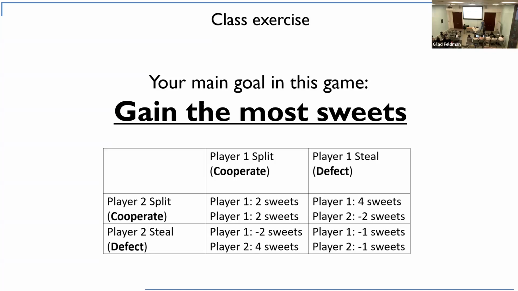Anything you want to say to each other? No, say this out loud. We all want to hear this. We're very curious. I'll even give you a microphone. Yeah, split. I think if both of us split, we each get 2 sweets, right? Yeah, we should meet in the middle. So split. I just think we should meet in the middle. Anything else you need to coordinate?